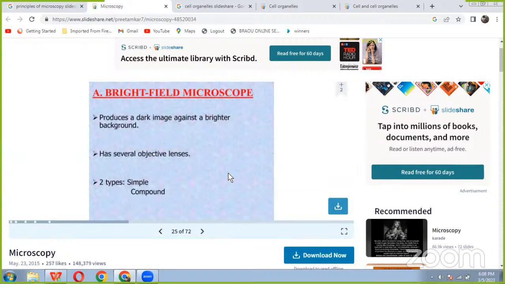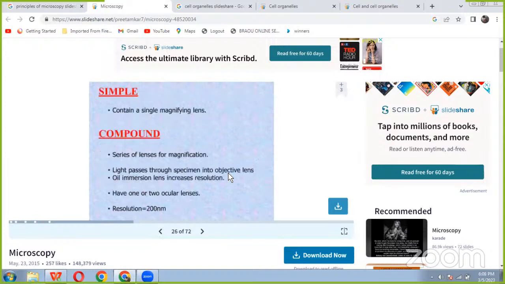Okay. Bright field microscope produces the dark image against the bright background, with several objective lenses. There are two types, simple and compound bright field microscope. Simple contains a single magnifying lens. Okay, the simple microscope has a single lens. Dissection microscope is one type of the simple microscope. We have seen that only one eyepiece is there. It contains only a single magnifying lens, the dissection microscope.